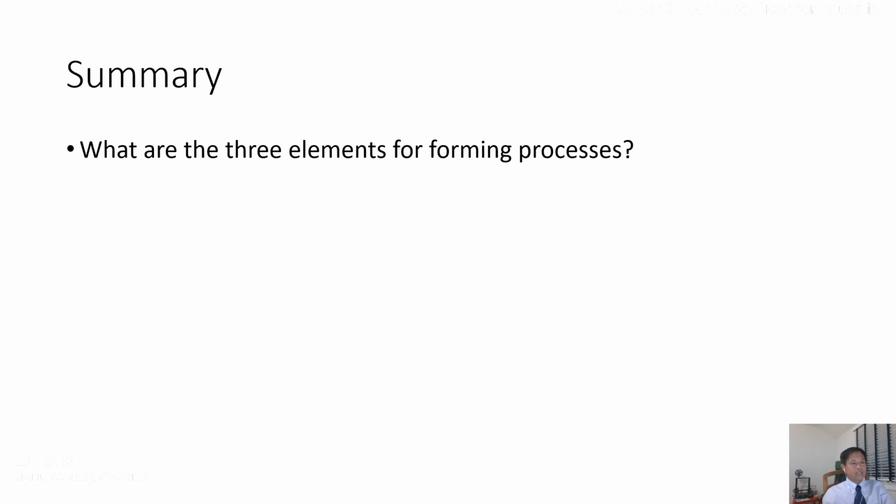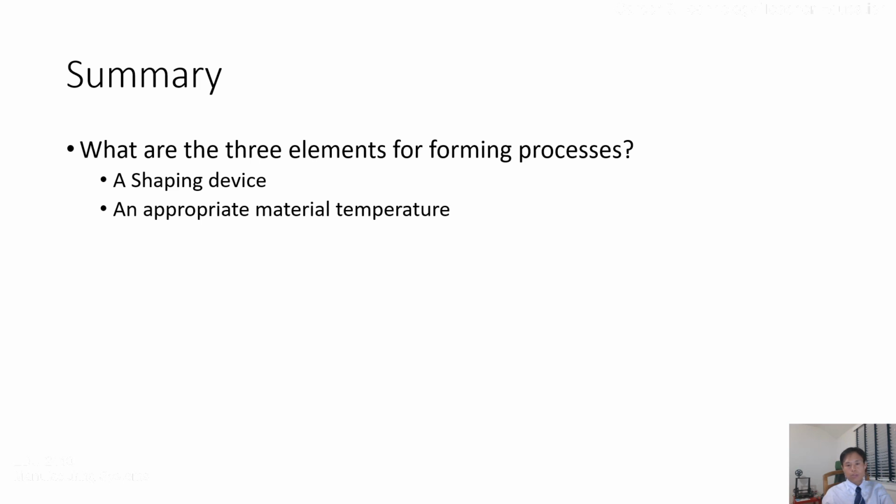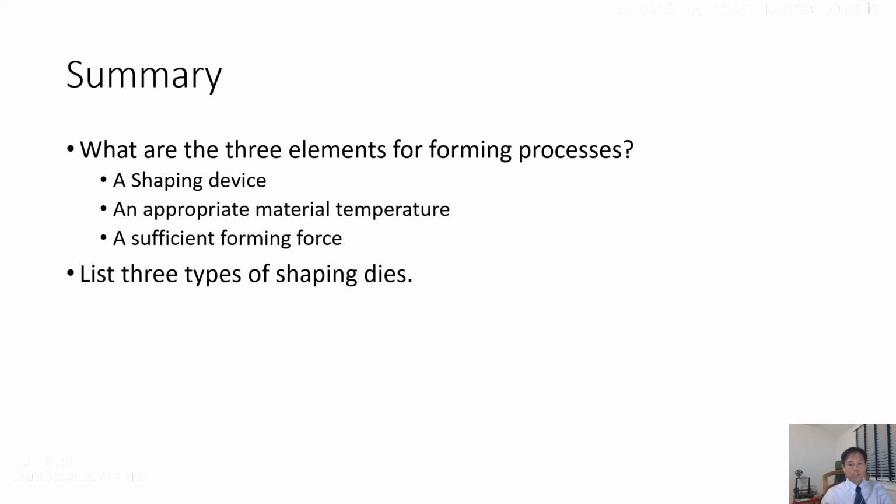All right, so this lecture illustrated the forming methods. I'm going to give a quick summary. I presented four objectives. The first one: what are the three elements of forming processes? First, we need shaping devices such as dies or rolls. Second is appropriate material temperature, which depends on the material's melting point or its forming range. And the third one is sufficient forming force.